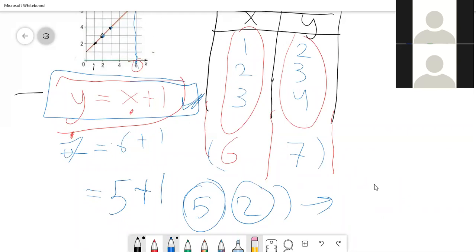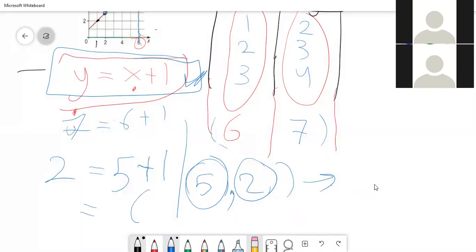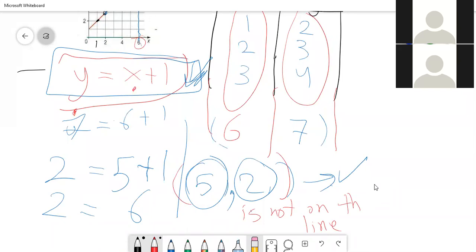No, 2 is the value of y. Okay? So 5 plus 1? 6. But y was 2. So does this point satisfy this function? No. So this means this point is not on the line, right? This point, 5 and 2, is not on the line because it doesn't satisfy the function of this line.